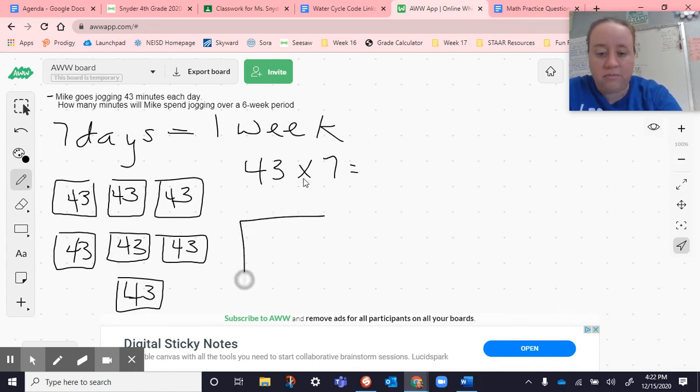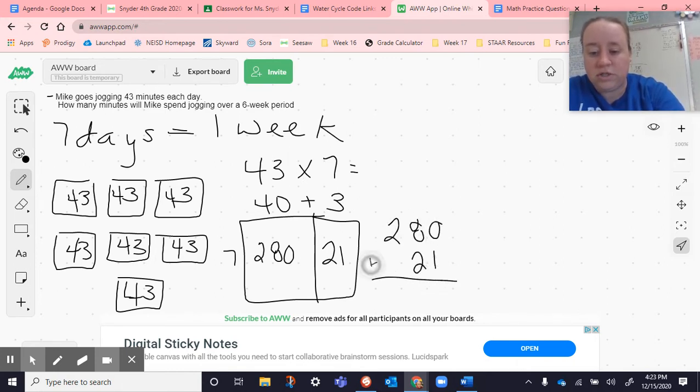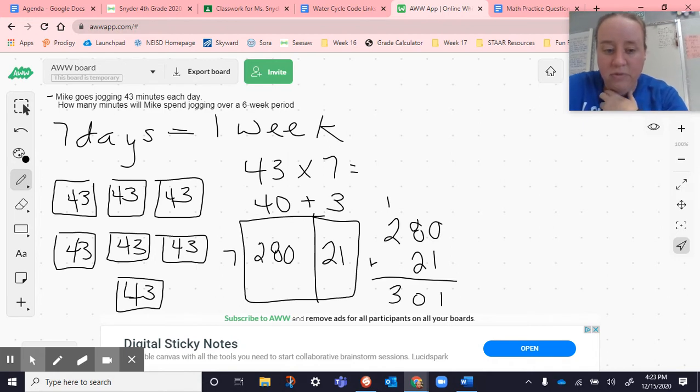So right here, I'll make my little box. I'm doing 2 digits here, so I'm going to break down these 2 digits, 40 plus 3 times 7. So I'm going to multiply this. 7 times 4 is 28. I see a 0, so I'm going to add 1 zero. And 7 times 3 is 21. And that equals 280 plus 21, which gives us 301. So that's how many he does in 1 week.